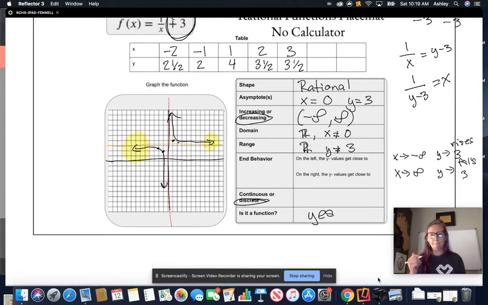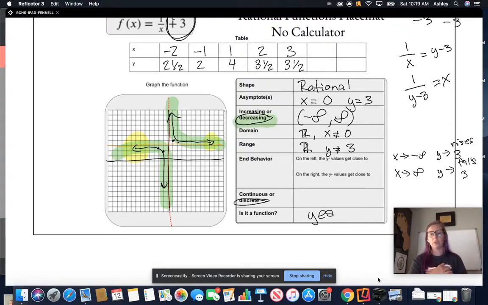I feel like I completely skipped over a bunch of stuff. Okay, so decreasing or increasing intervals. As we read this function from left to right, I'm going to highlight it in green as I'm doing it. As I'm reading from left to right, my y values are getting smaller. They're decreasing. Check the other side. What is this side doing? They're also decreasing. So as I read the function left to right, I'm decreasing the entire way.